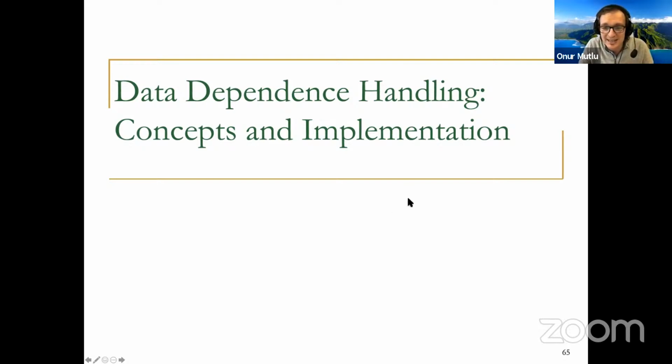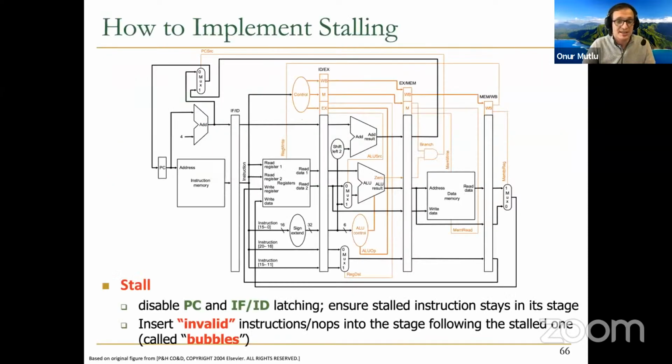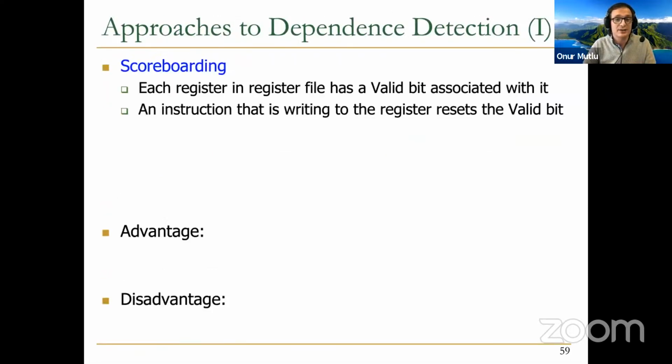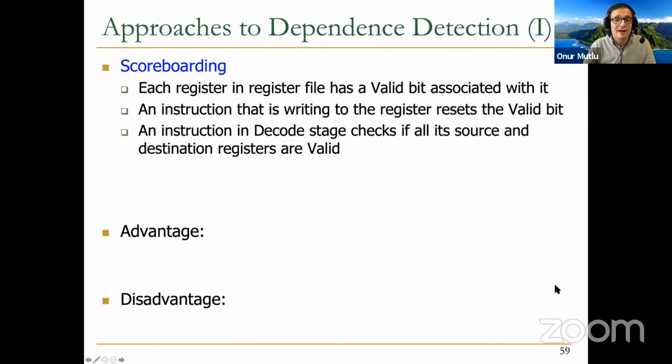There's one question that I will handle. I think it's a direct message to me. In scoreboarding, you said an instruction that is writing to the register resets the valid bit. Doesn't that just concern the flow dependence at the moment? That is true. Yes, that is true. Not necessarily though, because whenever you write to a register, you set the valid bit. If you see what I said over here, an instruction in the decode stage checks if all its source and destination registers are valid. In this case, I'm also looking at write after write and write after read dependencies. And the reason is to keep the logic simple. You can think about that on your own.